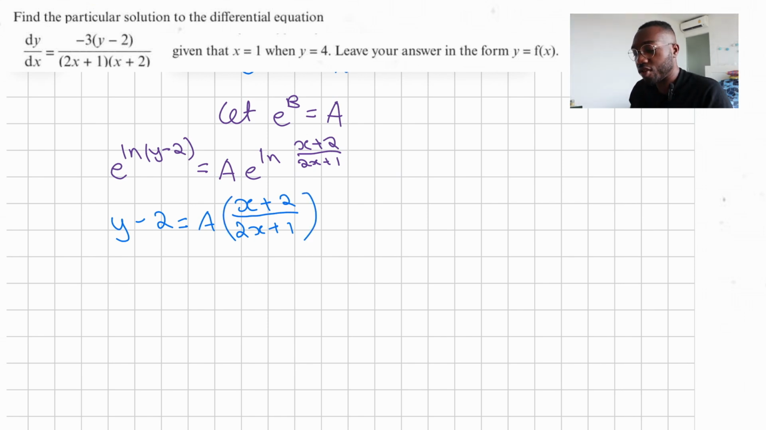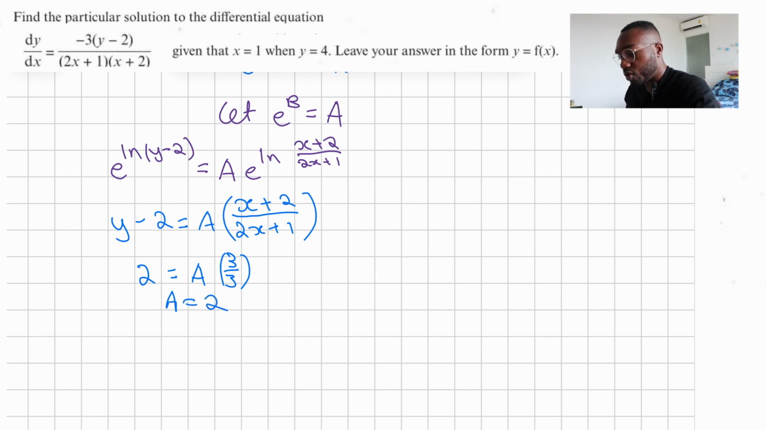And now at this stage, all we need to do is we're told that when x is equal to 1, y is equal to 4, so we can use those values to work out our constant. If we do that, we get 4 minus 2, so that's a 2, is equal to a times (1 plus 2 is a 3) over (2 times 1 plus 1 is a 3), so we get 3 over 3, which is just a 1. So we know that a is equal to 2.